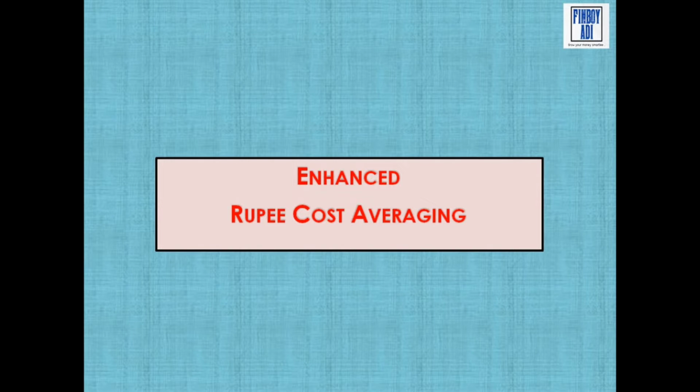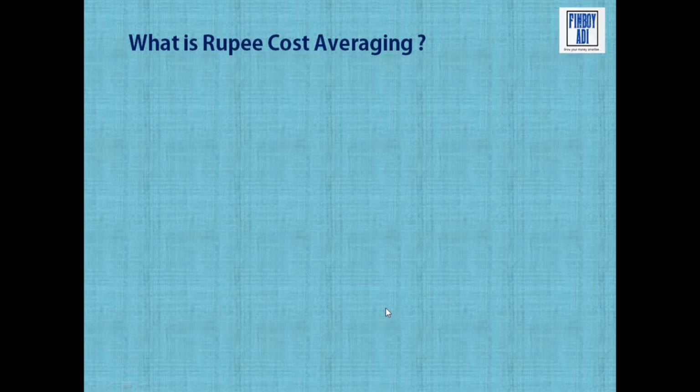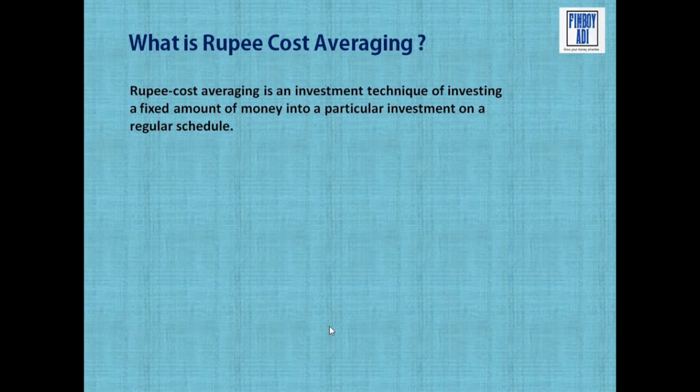So before we go to the enhanced version of rupee cost averaging, let's first understand what rupee cost averaging is and how it currently benefits you. Most of you must be aware of it, but let's just review. So what is rupee cost averaging first of all? Basically it is your SIP. Rupee cost averaging is an investment technique of investing a fixed amount of money into a particular stock or mutual fund on a regular schedule. So each month you are putting 5,000 or 2,000 into a particular fund or stock, without a miss. This is how you are currently doing it in SIP.